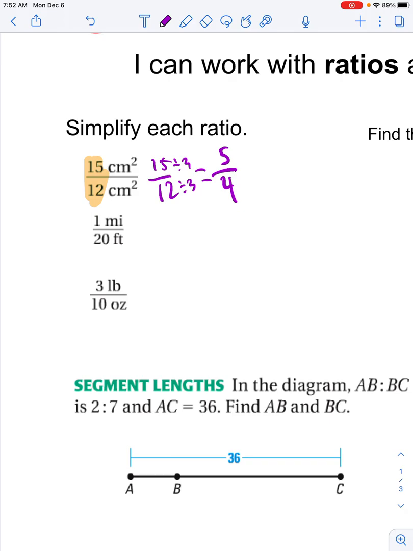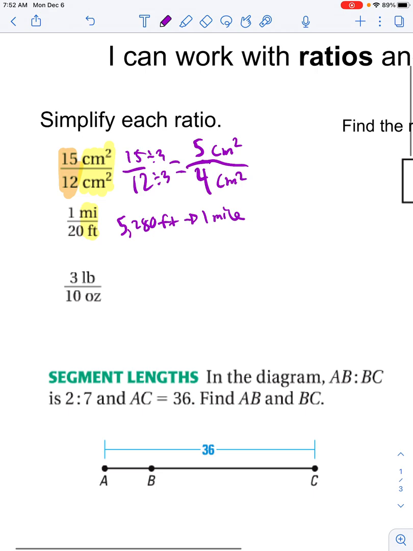And again, your units are still going to be centimeters squared. So it's important to see that you need to make sure that you're using the same units, or else it's not going to be proportional. So like in this case, I'm not using the same units, but I know that there are 5,280 feet in 1 mile. So what I'm going to do is I'm going to set up my proportion.